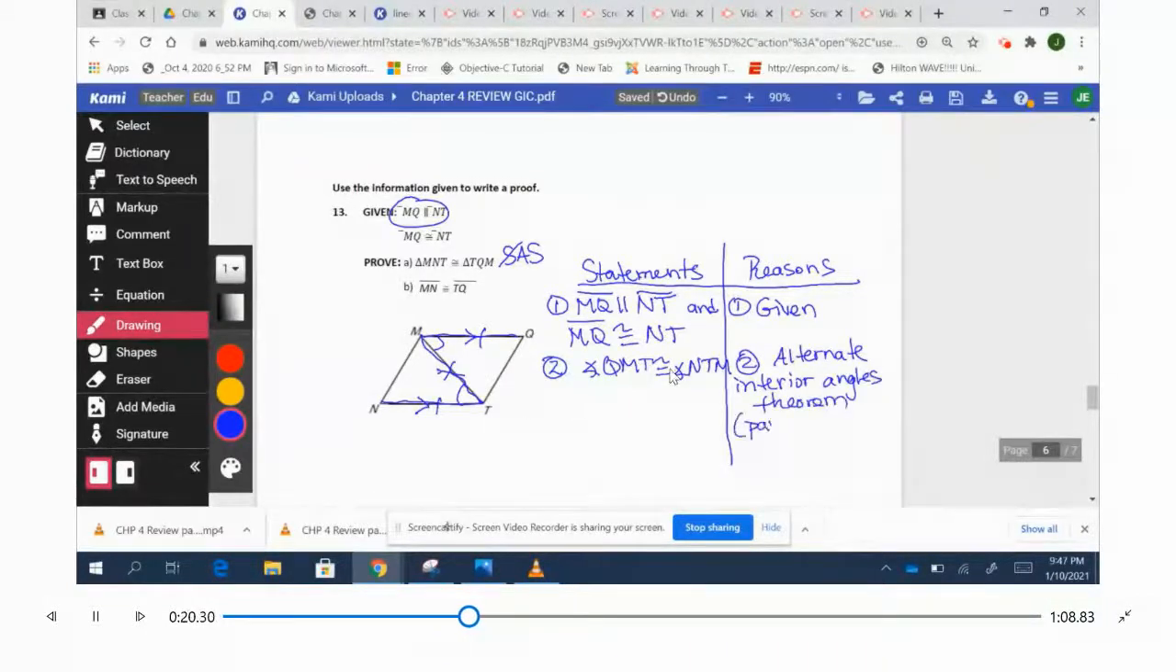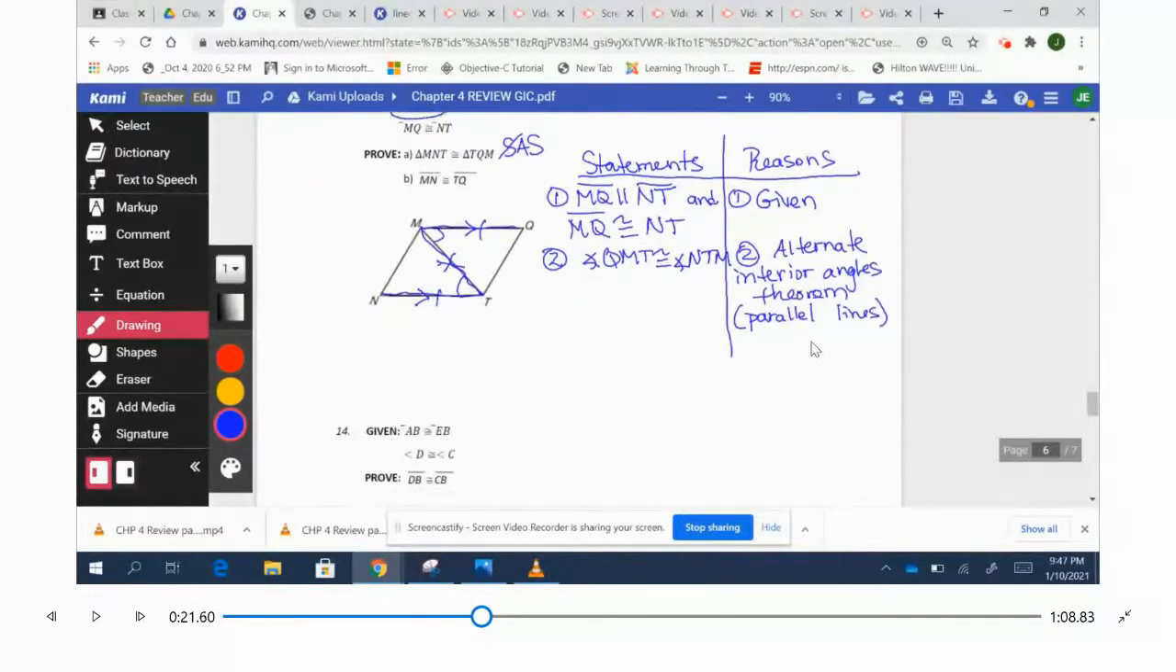Sorry. All right. Now, so alternate interior angles theorem. That's debatable if that's acceptable or not. So I just put in there in parentheses, we've got to have parallel lines. So some teachers would prefer you say when lines are parallel, alternate interior angles are congruent. That's the theorem. So it really depends on your teacher's style, what they want. Just make sure you go with what they want.